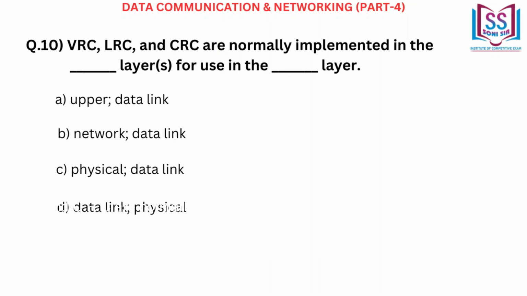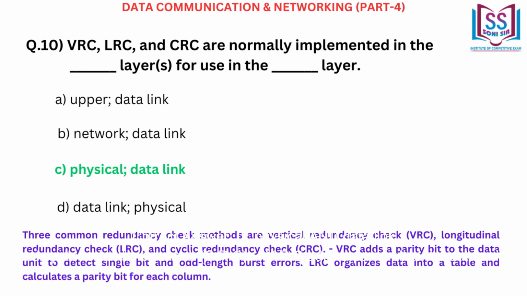VRC, LRC, and CRC are normally implemented in the ___ layer for use in the ___ layer. A. Upper and data link. B. Network and data link. C. Physical and data link. D. Data link and physical. Correct answer C. Physical and data link.